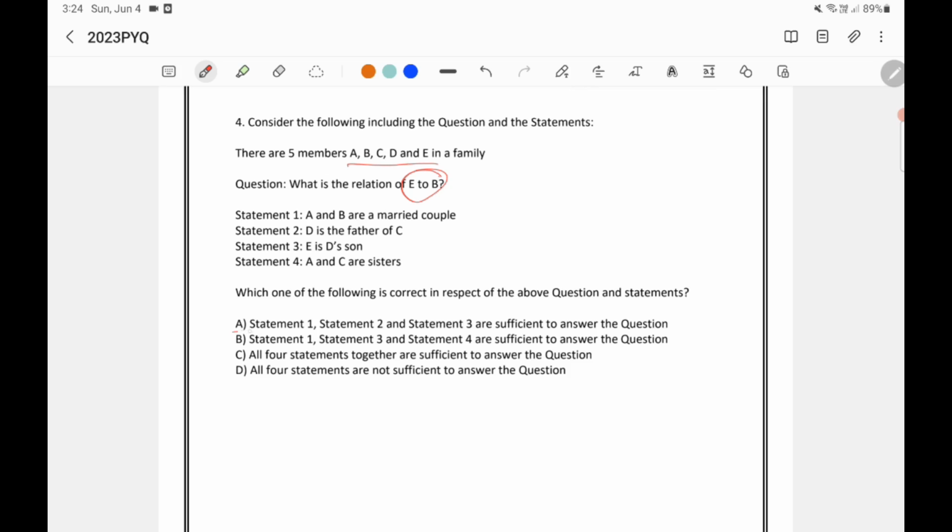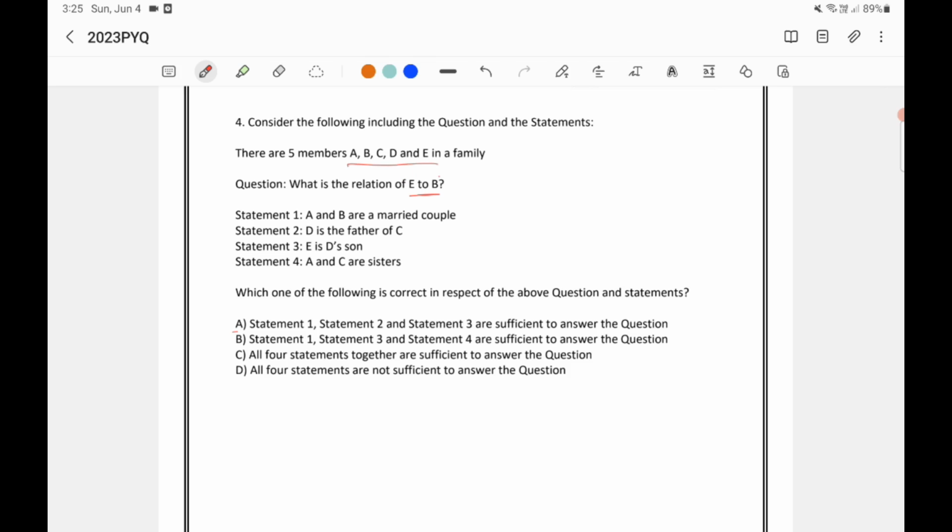Actually, option A says that 1, 2 and 3 are required to answer the question. So 1, 3 and 4. So that is the question. So here I will tell you one trick again. You need the relationship between E and B, right? Okay, you need the relationship between E and B.